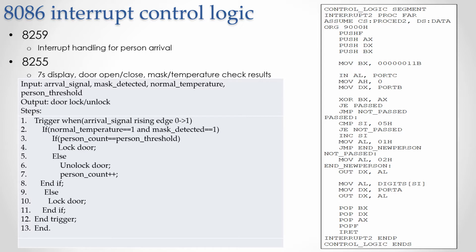Moreover, on this slide you can see both the pseudocode and assembly of the interrupt which is executed when a new person arrives. A check is performed whether the temperature is normal and the mask is worn. If that is the case, another check is performed whether the number of persons currently inside the building is equal to the maximum person threshold. If that is the case, then the person should wait for someone to exit the building. Otherwise, the door would be unlocked and the person count would be increased and shown on display. Otherwise, if the person either has a temperature greater than 37 or doesn't wear a mask, the door will remain locked.